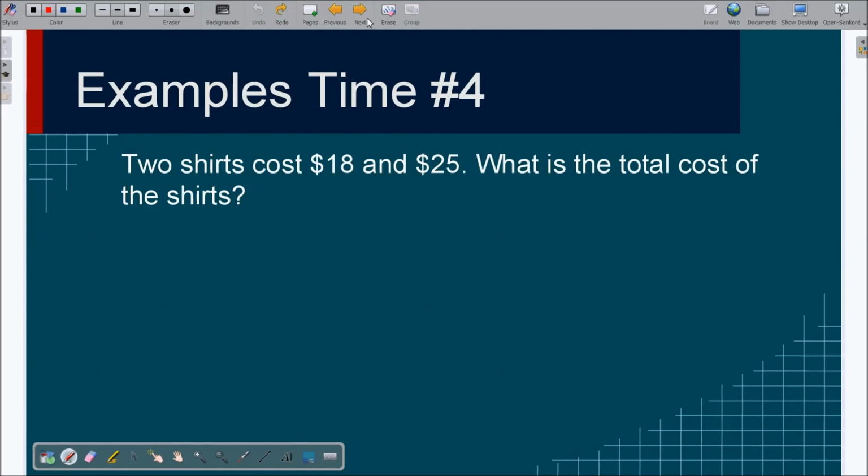All right, last example for you today. 2 shirts cost $18 and $25. What is the total cost of the shirts? Here's my keyword, total. That implies I'm taking some sort of a combination of numbers. These are not equal numbers, so I'm not multiplying. I am just doing some simple addition.